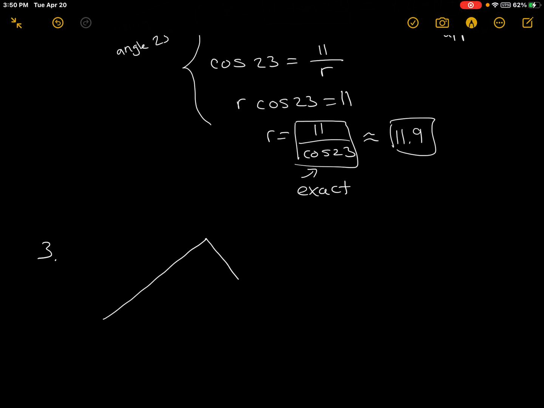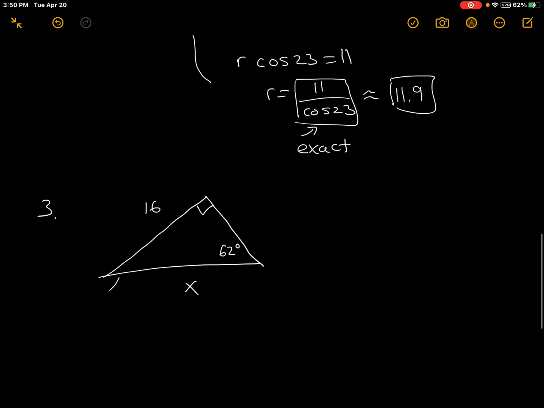And here is a right triangle again. And this is 16, and this is x, and this is 62. Okay, so again, they want you to solve the right triangle, so figure out all the missing angles. This is just going to be 180 minus 90 minus 62. So 90 take away 62, you're just going to get 38 degrees. So again, when solving the right triangle, you could use the 38 degrees or you could use the 62 degrees. It doesn't really matter.